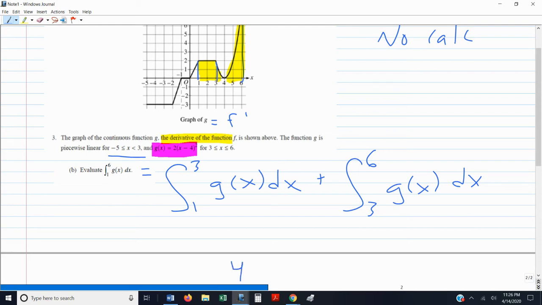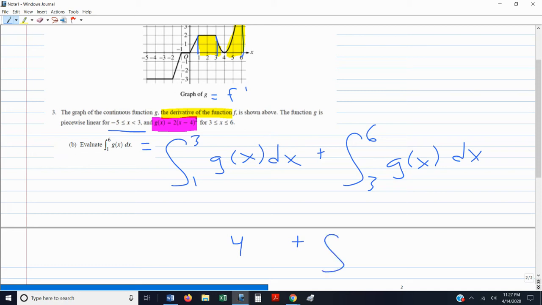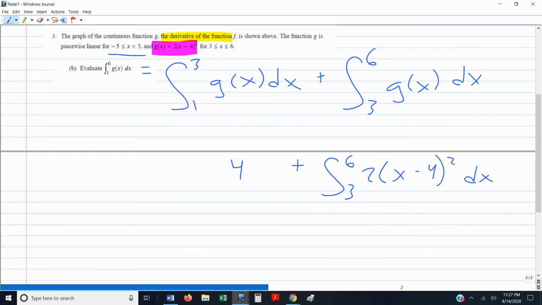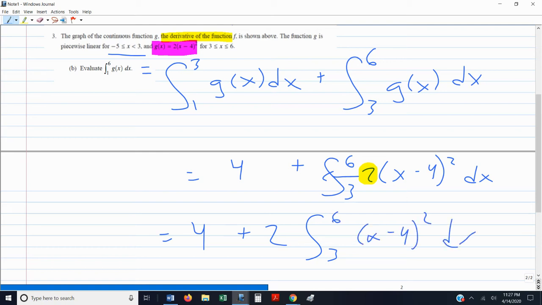And that area would be 4, because you have a square, a 2 by 2 square. Then for the area from 3 to 6, we are going to have to look at that g of x function, which is 2 times the quantity x minus 4 squared, and then your dx. So think about how to evaluate that integral. The first thing I'm going to do is take this constant of 2 and move it to the outside. So I have 2, and then the integral from 3 to 6, x minus 4 squared dx.